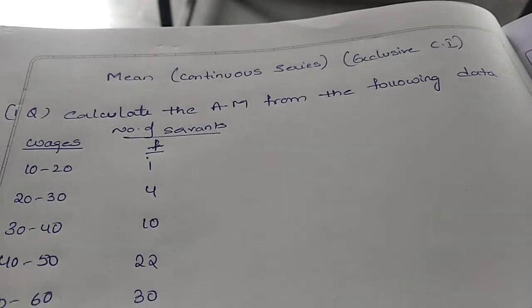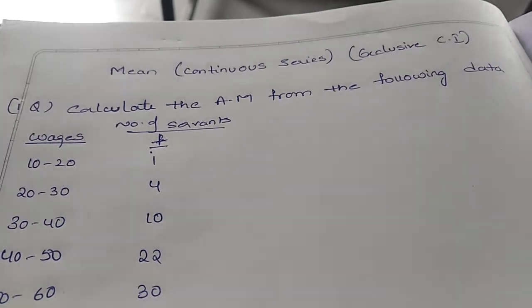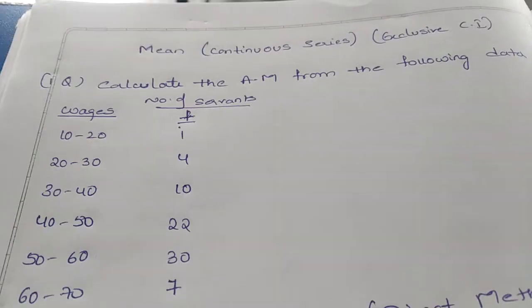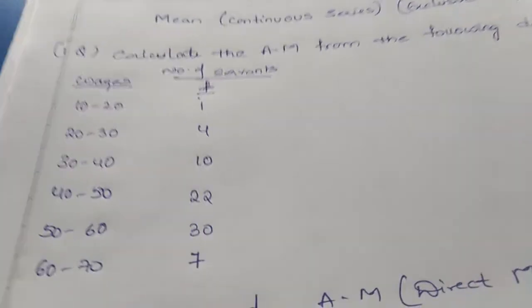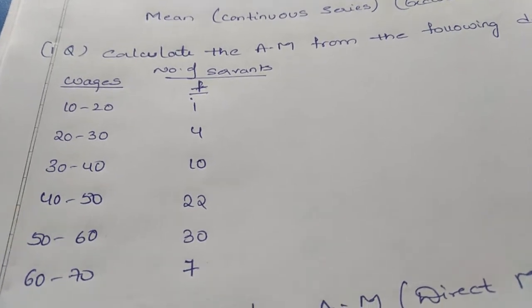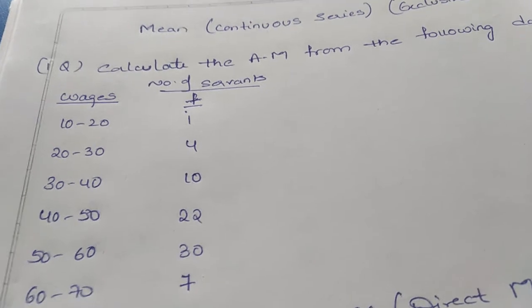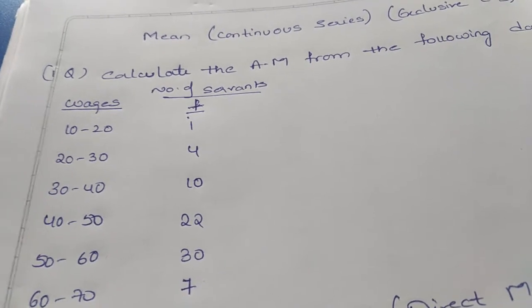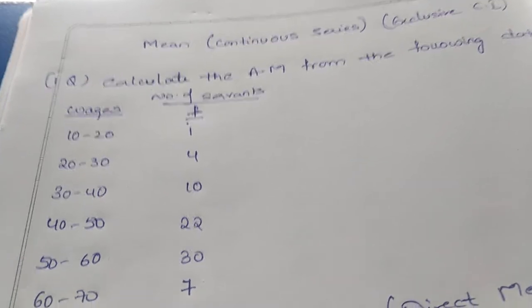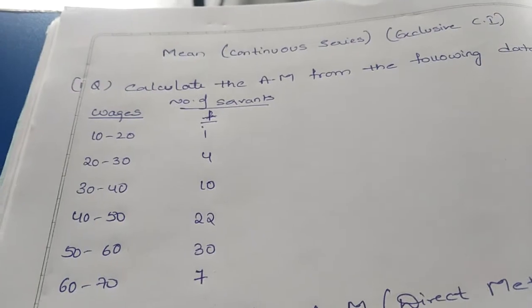He has given: calculate the arithmetic mean from the following data. In the previous class I said that in the question he won't tell us whether it is a discrete series, individual series or continuous series. By seeing the question, we have to find whether it comes under individual series, discrete series or continuous series. In the previous class I explained individual series and discrete series. So how will the continuous series question look? First, exclusive class intervals.